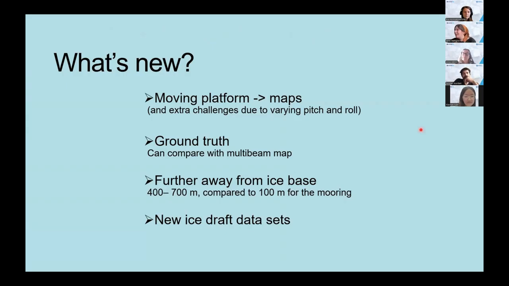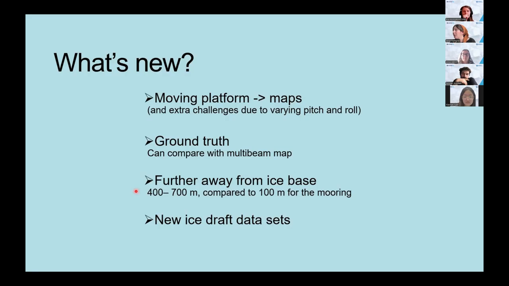Okay, so conclusion and what's new. We have shown here that it's entirely possible to derive ice draft from a moving platform under the ice base with long-range acoustics, so that we can do much safer missions close to the seabed while still getting good resolution ice draft maps. And we had the possibility to actually compare it with multi-beam maps, so we could see the errors and how small they actually are.